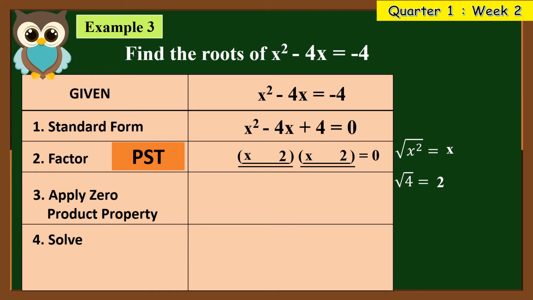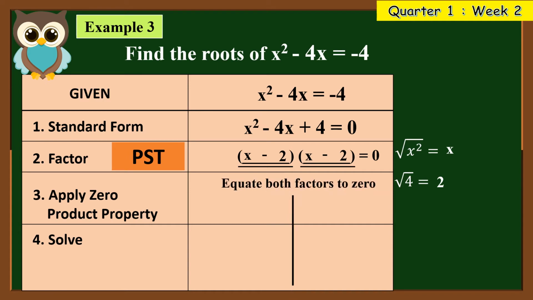Now, what about the sign? Look at the sign of the third term, which is positive 4. For us to get a product of a positive number, the signs should be both negative. So those are the first and second factor of the given quadratic equation.